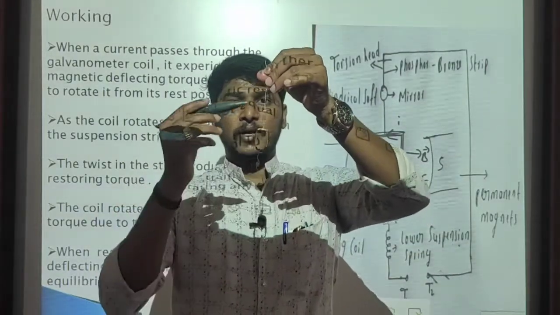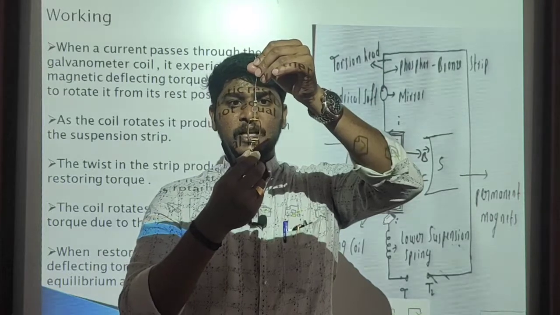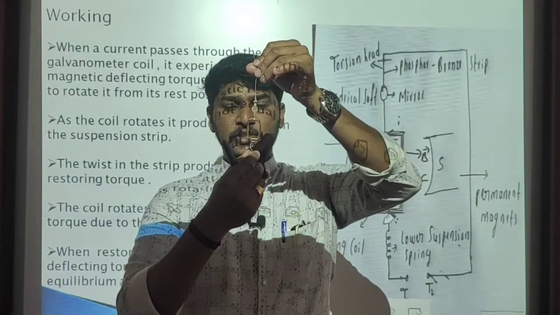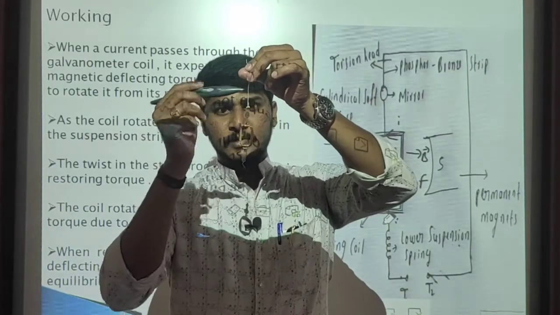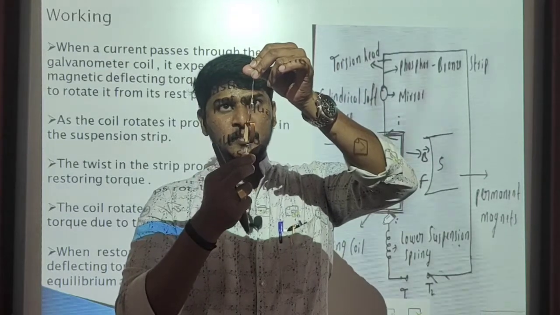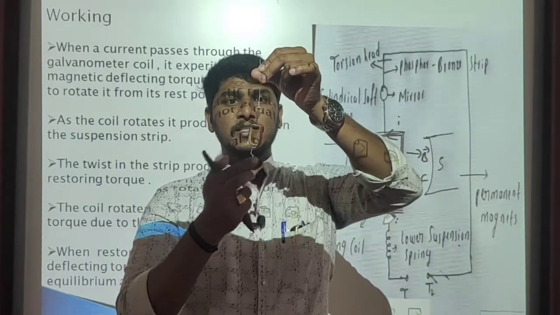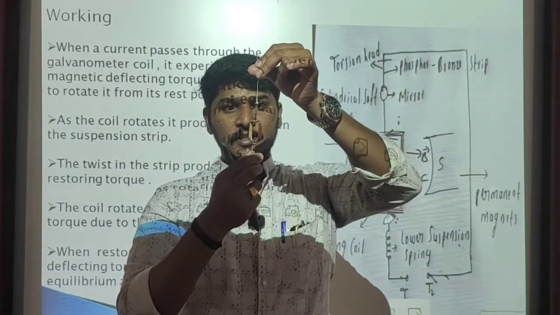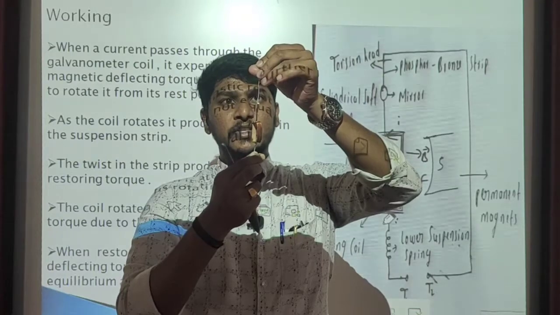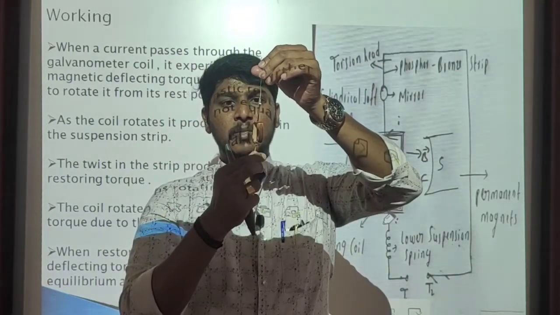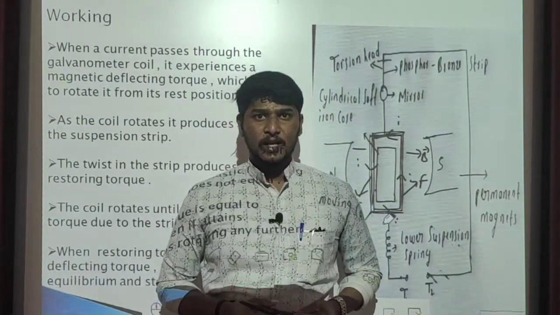Here you can see that when a current I passes through the copper coil, due to the presence of the radial magnetic field, this copper coil rotates from its initial position. This rotation produces twist in the suspension strip. Due to this twist, a restoring couple or restoring torque is developed in the suspension strip, and this copper coil keeps on rotating and suddenly it will stop rotation when the restoring torque developed in the suspension strip becomes equal to the magnetic deflecting torque. Okay, this is all about the working of the ballistic galvanometer.